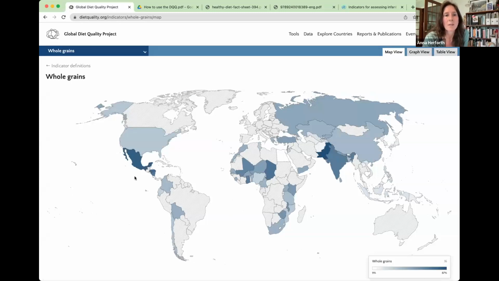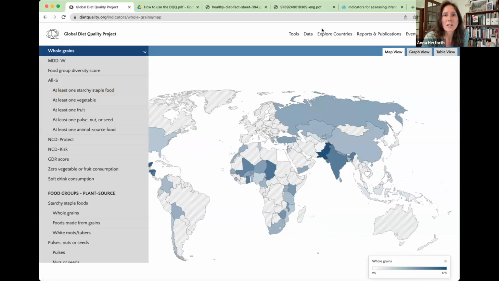And we see Mexico and South Asia showing up as quite high consumption of whole grains. And this has to do with whole grains being important in the daily staple food consumption. In South Asia, it's atta flour, which is whole wheat flour used to make things like chapatis, which are consumed very frequently. In Mexico, it's corn and corn tortillas.